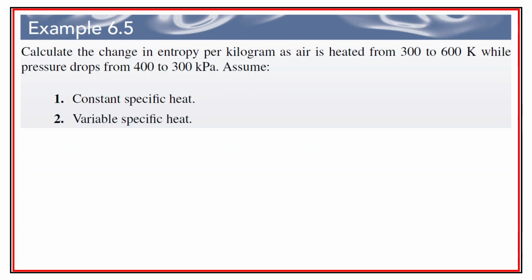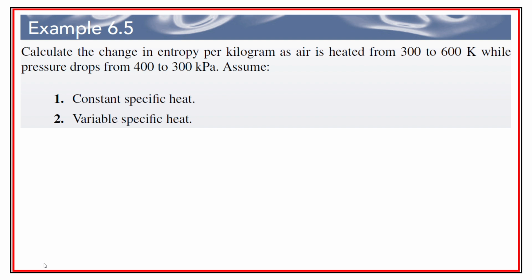Continuing in class 21, here's example 6.5. We want to calculate the change in entropy per kilogram as air is heated from 300 Kelvin to 600 Kelvin, while the pressure drops from 400 to 300 kilopascals. Assume constant specific heat, and then also try it with variable specific heat, and we're going to stick with the method that we might refer to as the standard entropy method, where we look up the standard entropy. So let's tackle this daunting task.